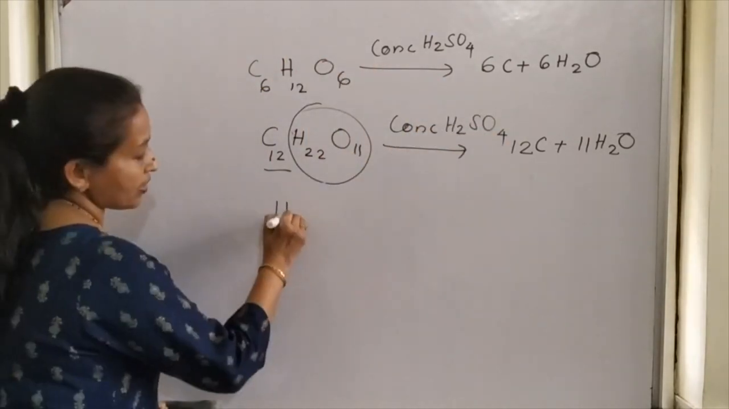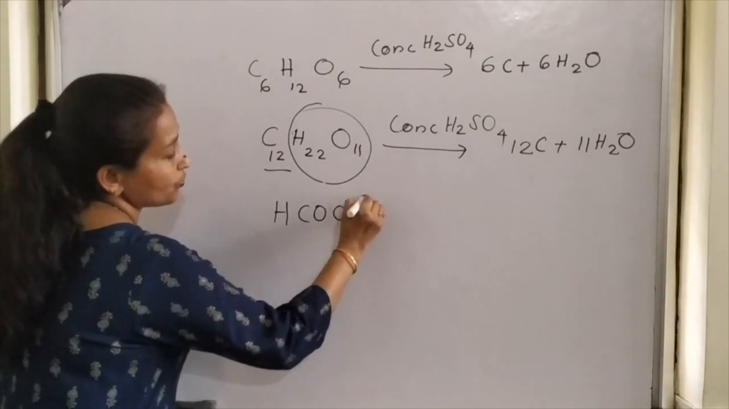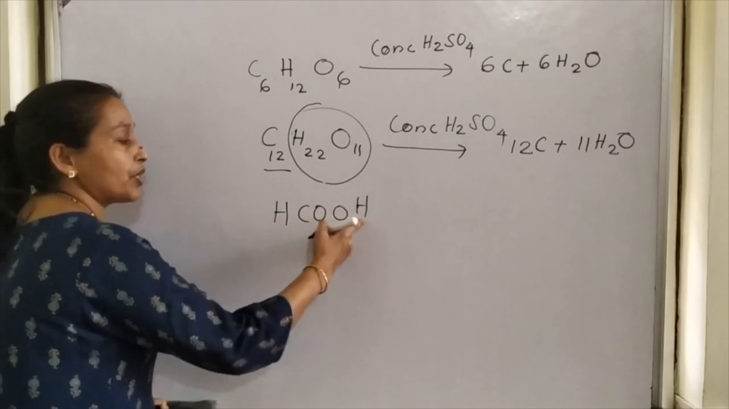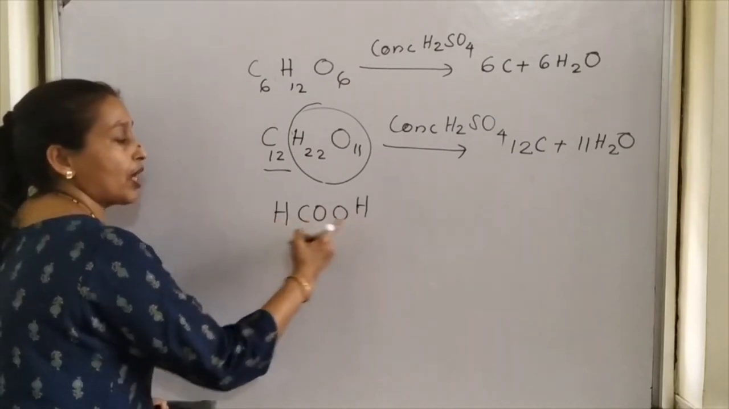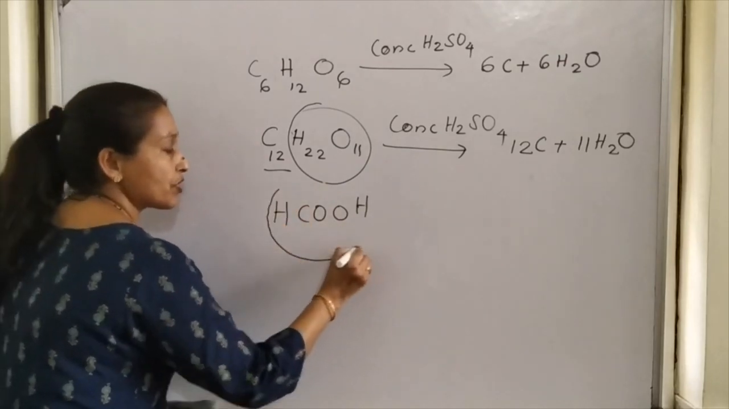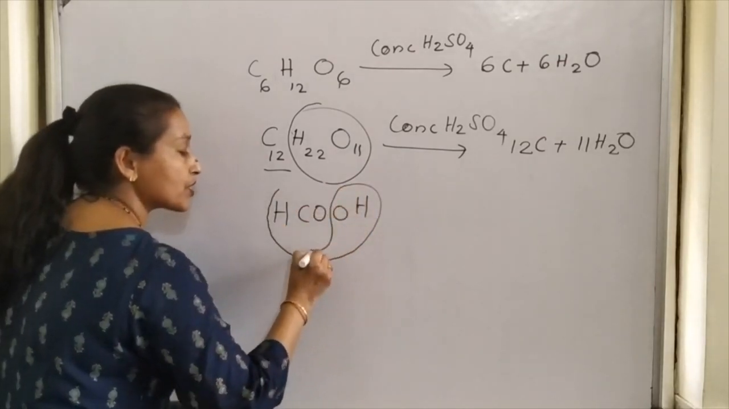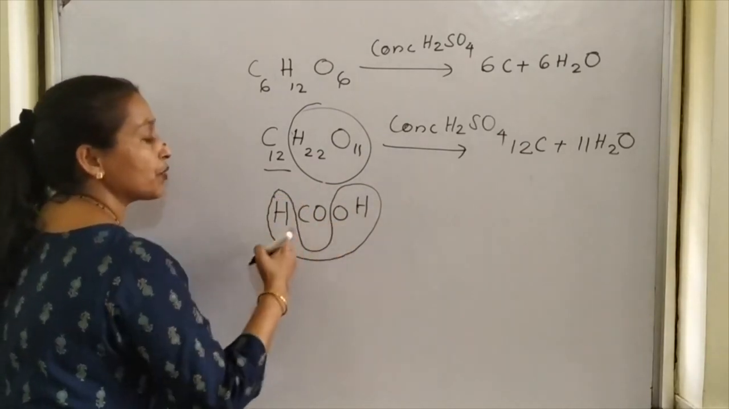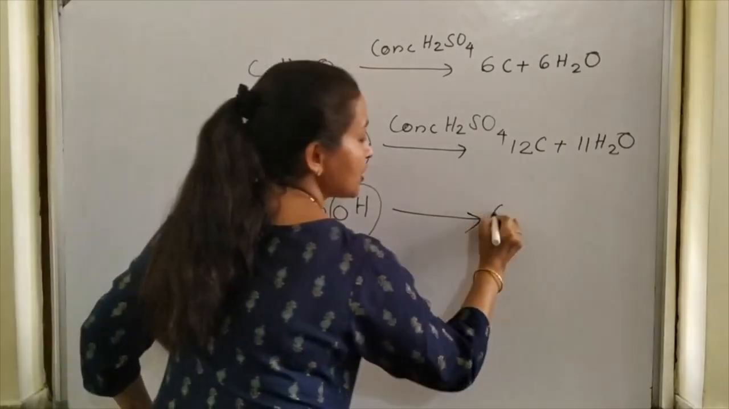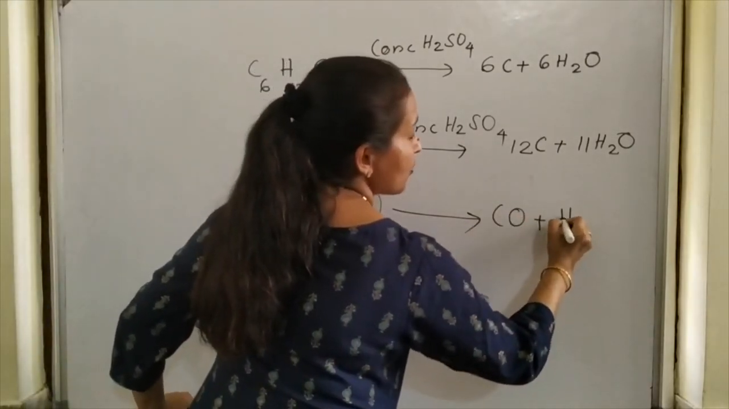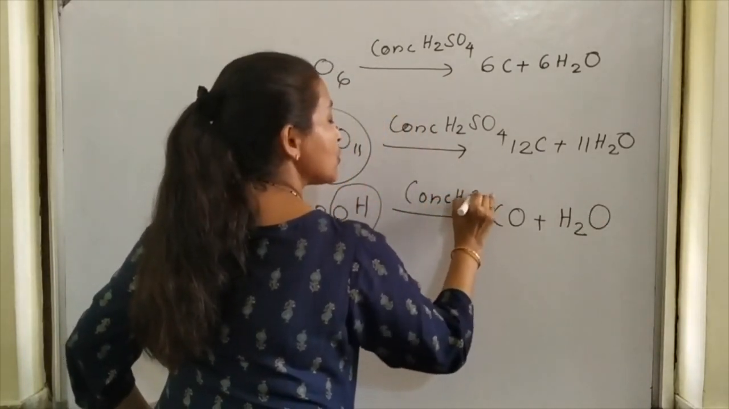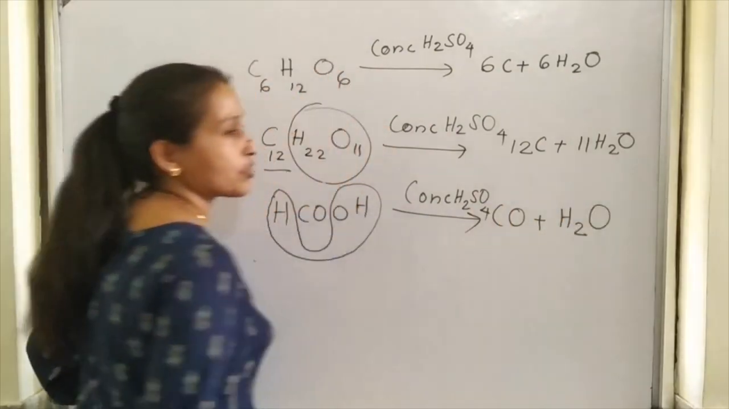I'm going to write another example, formic acid. In this also there are 2 hydrogen and 1 oxygen. That means we can take out 2 hydrogen and 1 oxygen. So if you add concentrated sulfuric acid to formic acid, 2 hydrogen and 1 oxygen will be removed, and what is left over is turned into carbon monoxide. Carbon monoxide and steamy vapors, or steam, are evolved.